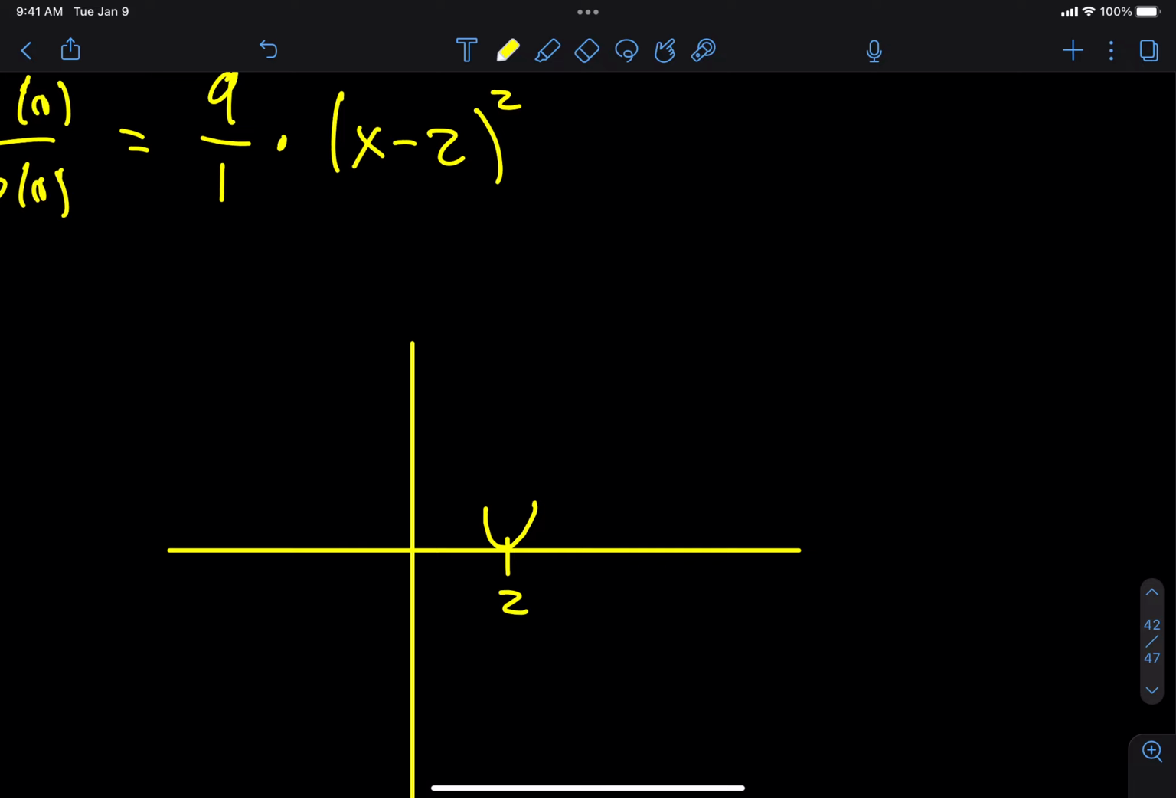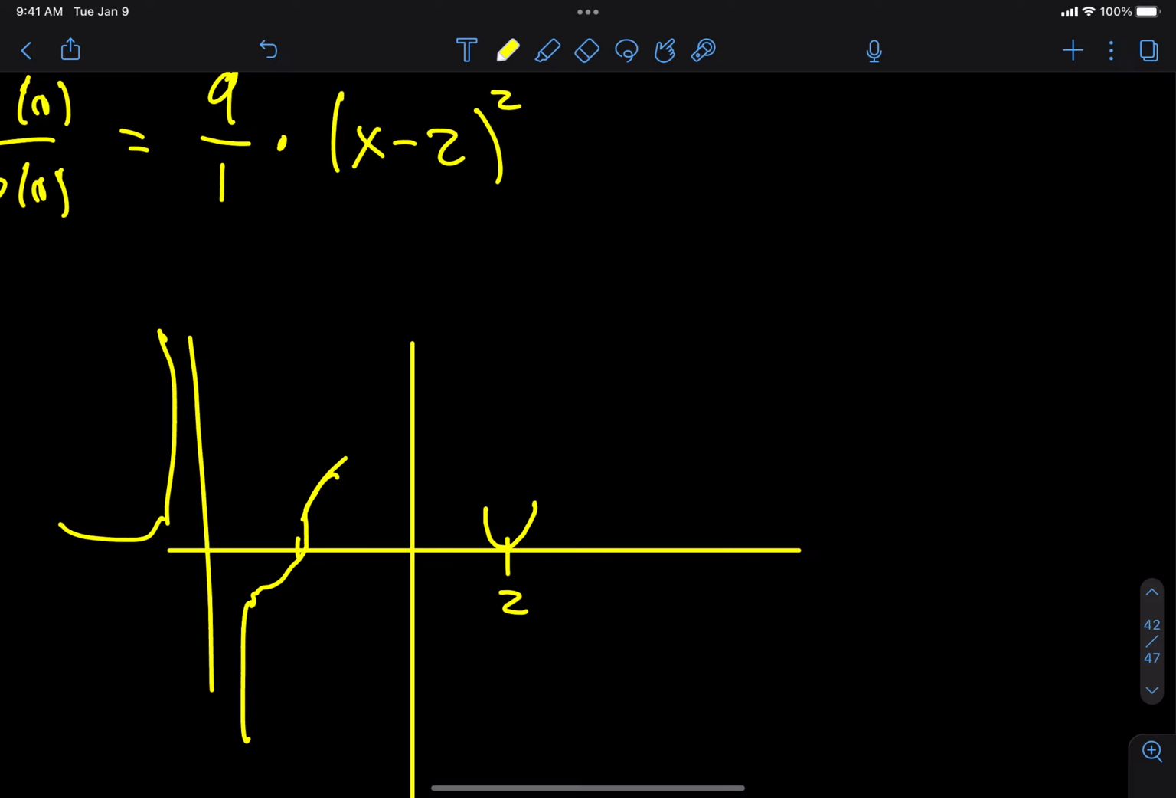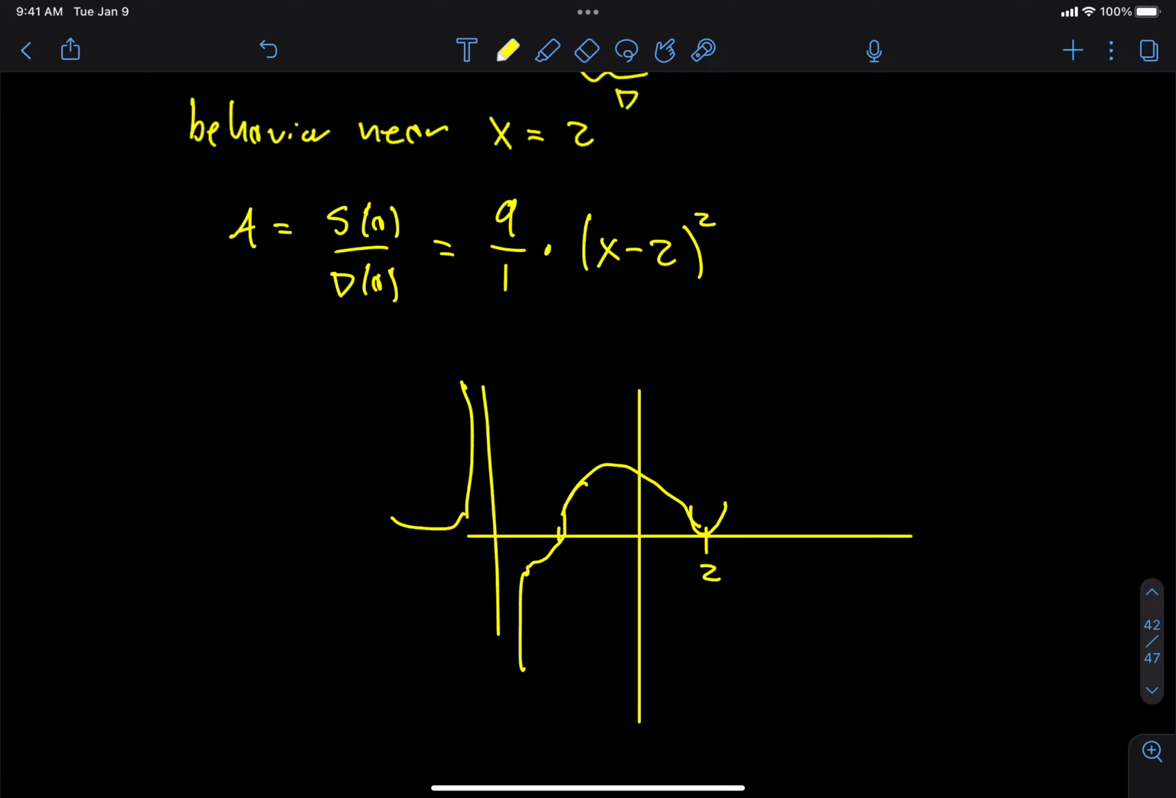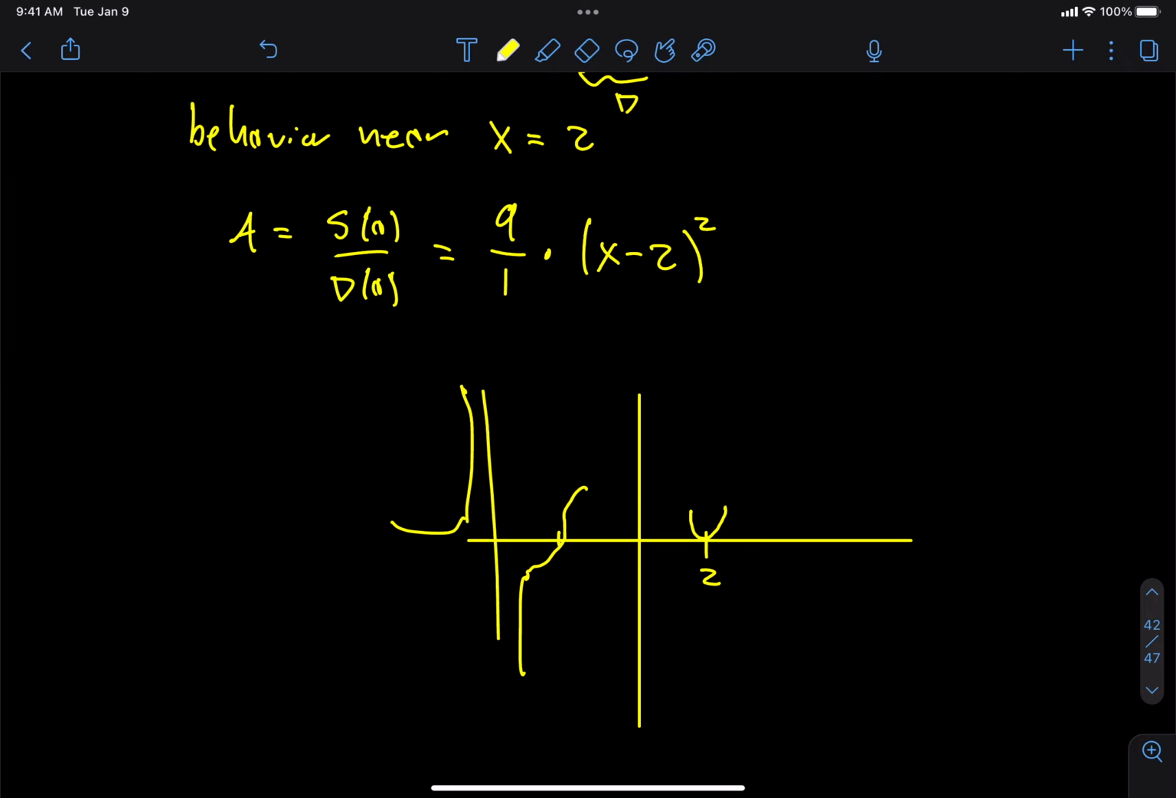You can imagine later on we're going to find all the behavior of the function near all the other zeros, and we're also going to find all of the asymptotes and stuff like that. Then we're going to be able to make a complete picture of what a rational function looks like by connecting all the dots. So that's where we're going.